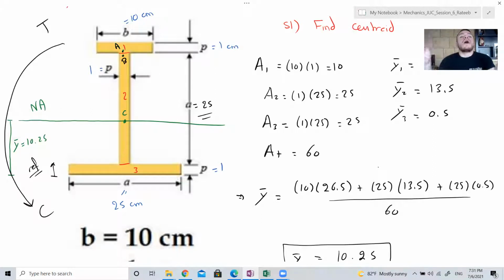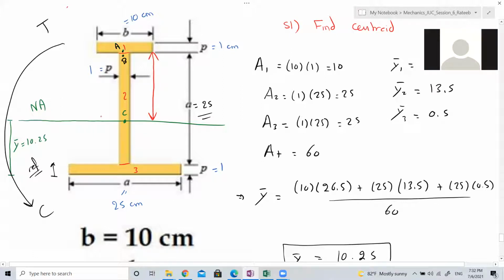What is Y of point B? 12.5. How? 12.5, wrong. It's not half the distance, Abdullah. It's this distance, from here to the neutral axis. How do you find this distance? 14.25, right, 14.5, 25 over 4.